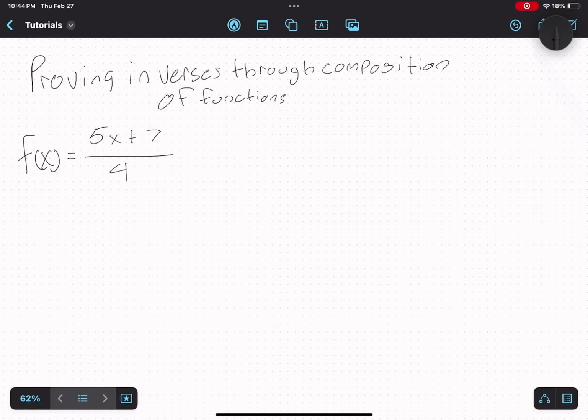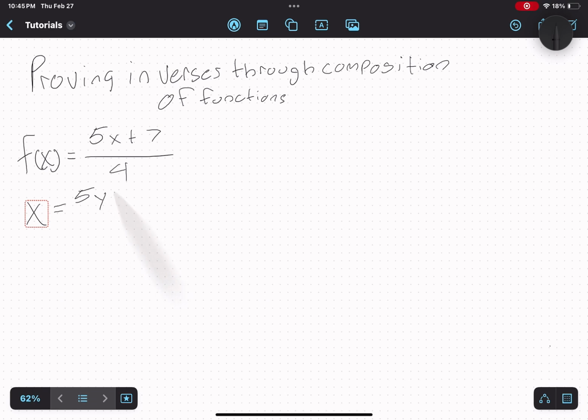I'm going to show you how to prove an inverse by using composition of functions. So we're going to use the equations from yesterday's videos and we're going to prove them, like I said, through composition of functions. So here we have f of x is equal to (5x plus 7) over 4. We've got to find the inverse. We went over that yesterday, so we're just going to do that real quick.